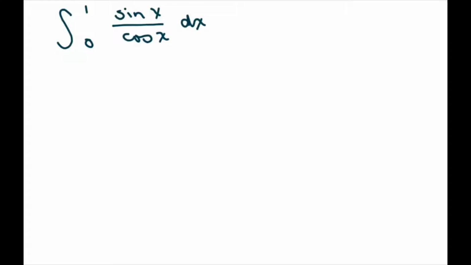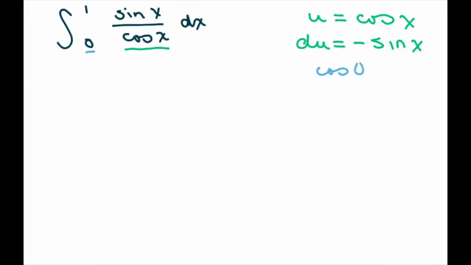So I've got it written here. Now I'm going to let u equal cosine of x. So u equals cosine of x. And then the derivative of u would therefore be negative sine of x. We can also change the limits of integration. So we know that on the lower limit here, cosine of 0 equals 1. And the upper limit we can just write as cosine of 1.